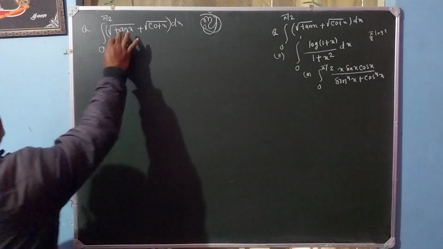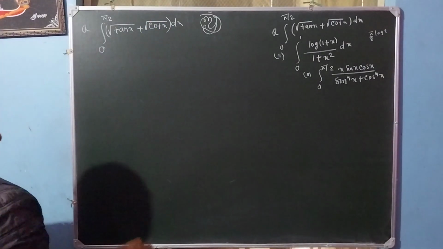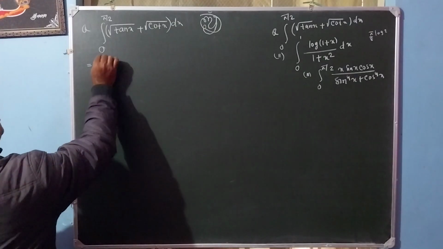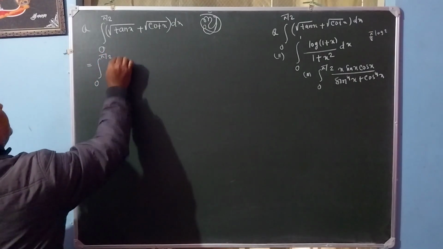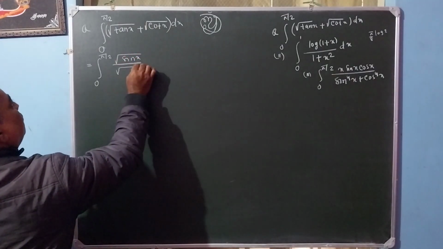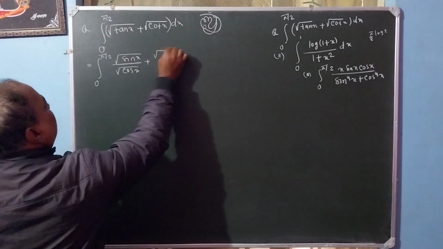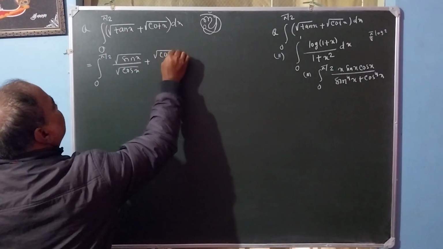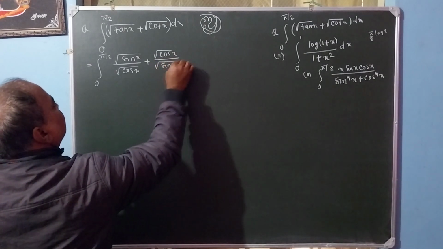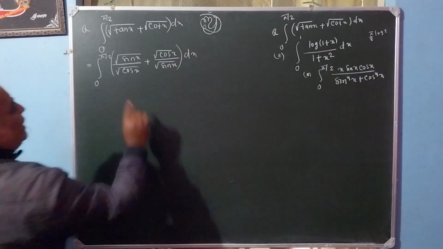First of all, you have to break tan x is equal to sin x by cos x, cot x is equal to cos x by sin x. So integration from 0 to pi by 2, here it is root over of sin x by cos x plus root over of cos x by sin x, whole into dx. So you take the LCM.